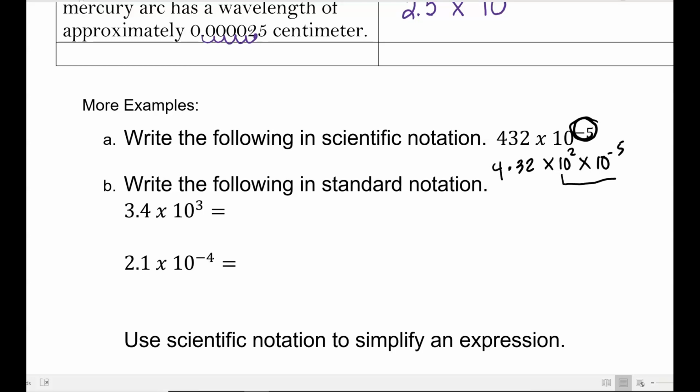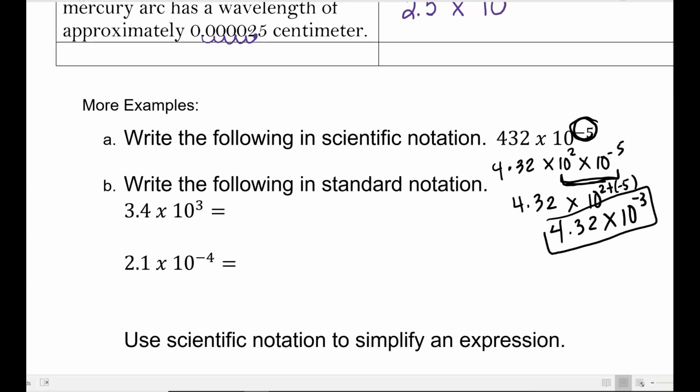And what is 10 squared times 10 to the -5? Well, we have the same base here. So because we have the same base, we can add the exponents, right? So this is really 4.32 times 10 to the -3. So this is in scientific notation because 4.32 is between 1 and 10, and it's a product of that number times 10 to some power.